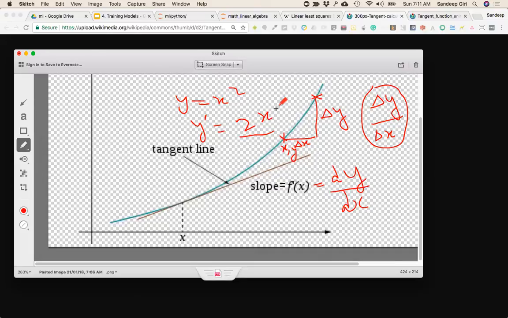Is it clear to everyone? I see. Okay. So which part is not clear? How 2x squared became 2x?